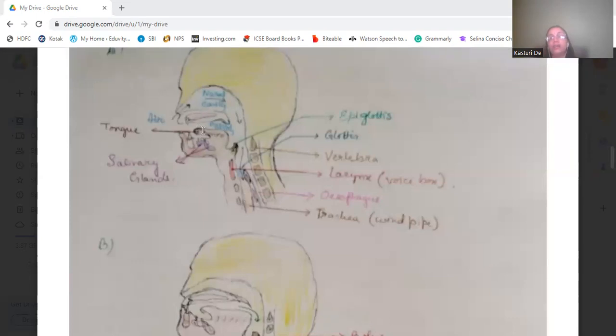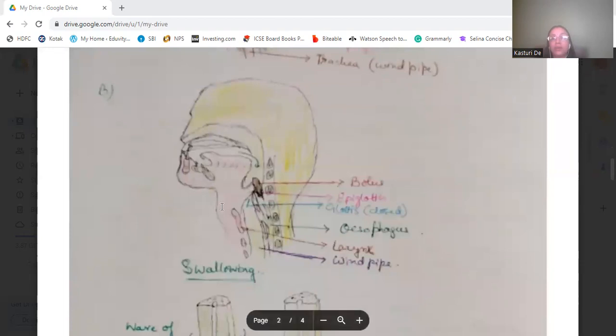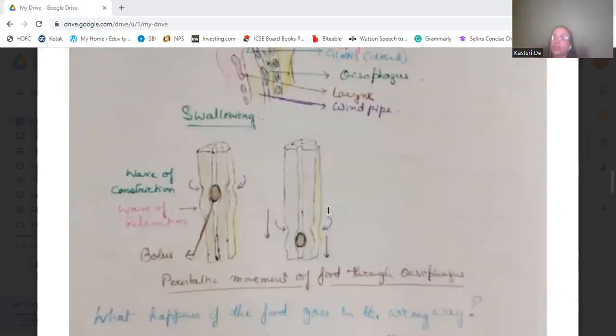Now the tongue is there. It will mix the food, forming the bolus. So see here, the epiglottis is closed, and it is covering the glottis. The windpipe is closed. The larynx is moved up, and the food passes from the mouth via the pharynx into the food pipe. This is known as swallowing.